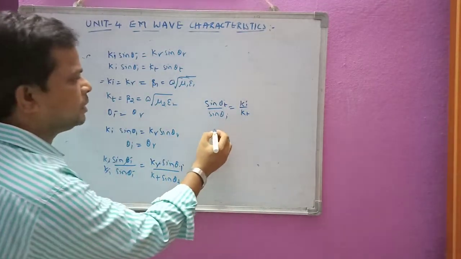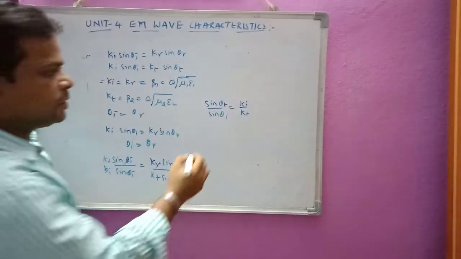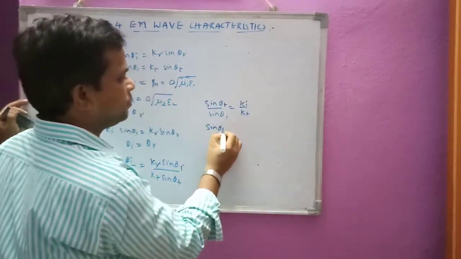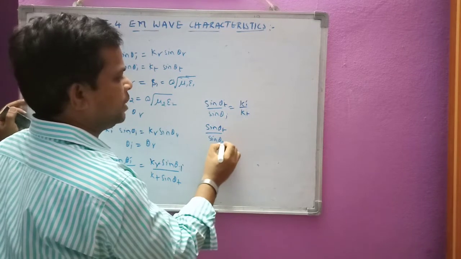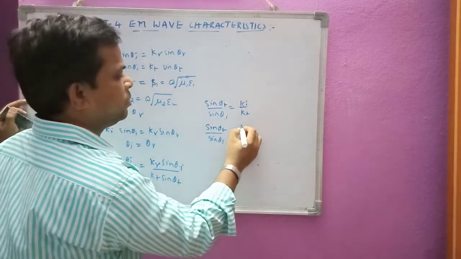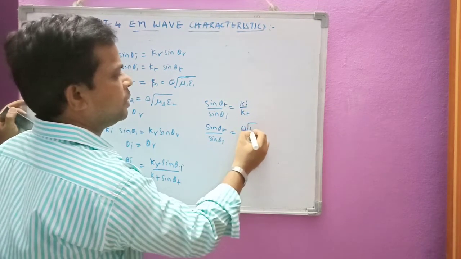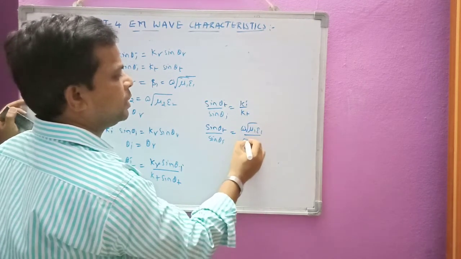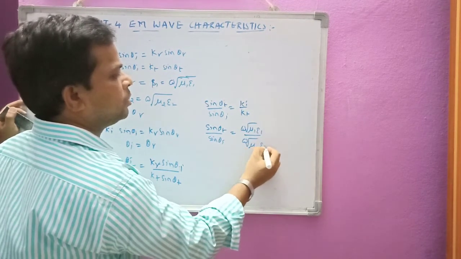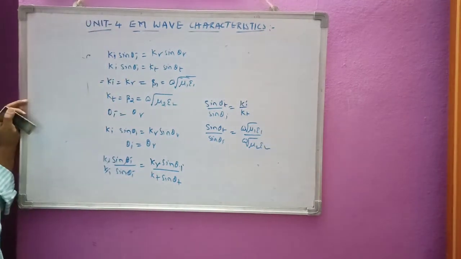Okay, sin theta t, so sin theta t is equivalent to sin theta i by, that is equivalent to k_i equal to beta 1, that is omega square root of mu 1 epsilon 1, sorry, omega square root of mu 2 epsilon 2 I can write here. So this is the equation we get here.